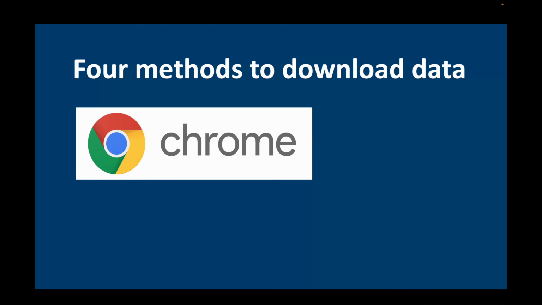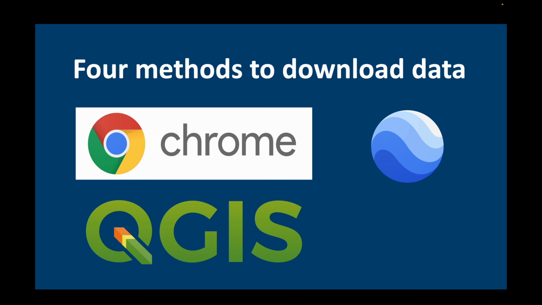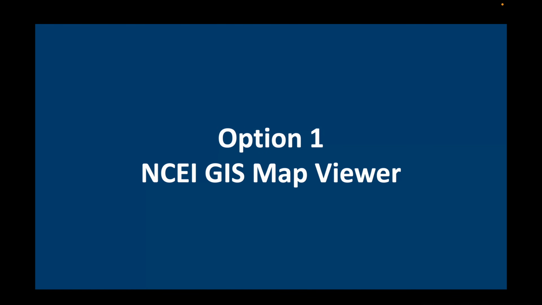I'm going to show you 4 methods on how to download this data. First of all, an online map viewer. Secondly, Google Earth. Thirdly, QGIS. And last but not least, a special Excel tool which I've developed for this purpose. Let's get started. So the first option is a GIS map viewer.